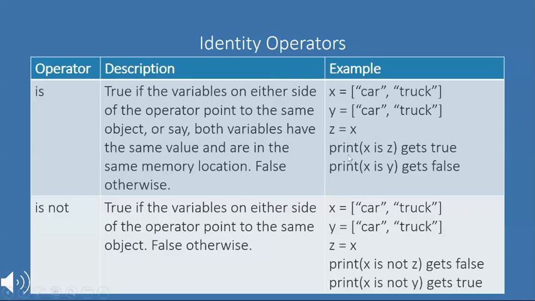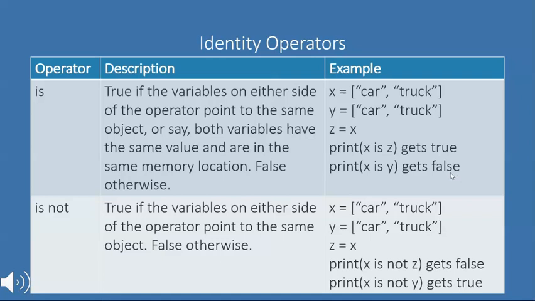So when we print X is Z, we'll get true because they have the same value and point to the same memory location. When we print X is Y, we'll get false because even though they have the same values, they point to different memory locations.